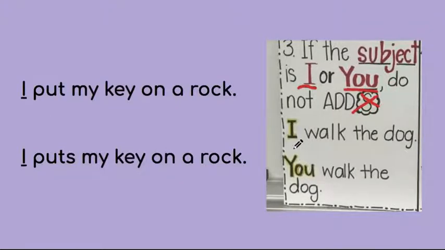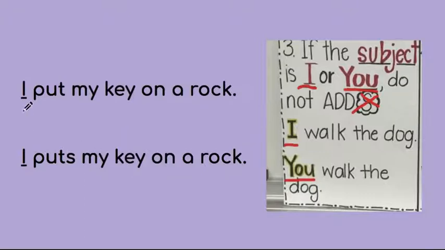So here are the examples. I walk the dog. I is the subject, walk is the verb. You don't have an S after it. You walk the dog. You is our subject, walk is our verb. We do not have an S after it. So let's see if we can figure out this one.